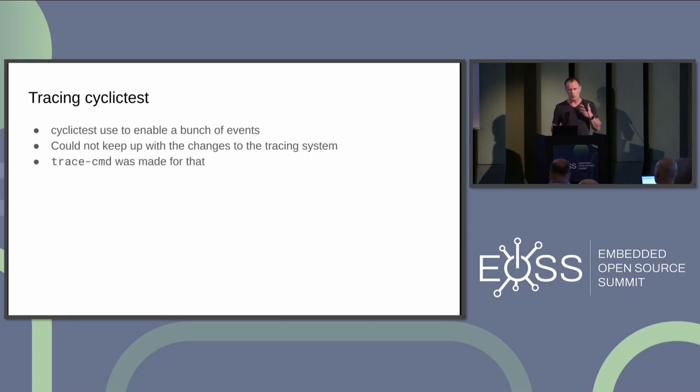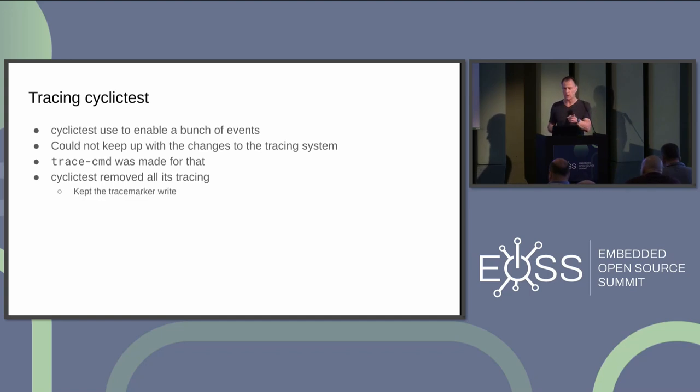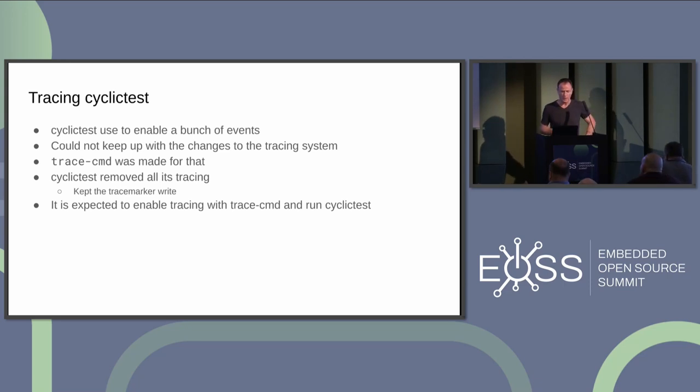So what we did was we ripped out all the tracing infrastructure from Cyclictest and said, trace-cmd is made to enable all these events. It's more flexible, it keeps up with the tracing system, especially since the maintainer of the tracing system in the kernel is also the maintainer of trace-cmd. So we removed everything from there, but we kept the trace marker because that's very useful. So now it's expected that if you're going to use tracing with Cyclictest, use trace-cmd before.